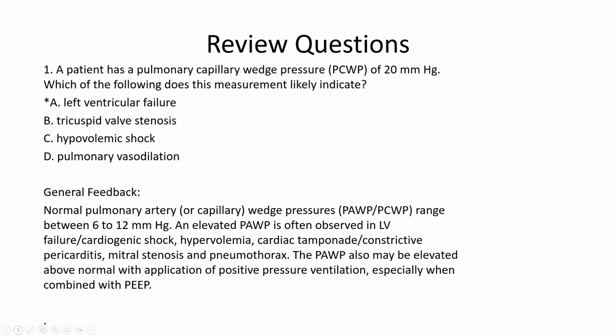But the chapters that talk about hemodynamics aren't just going to talk about measurement. They're going to talk about the causes and some of the basic treatments as well. Pulmonary artery wedge pressure may also be elevated above normal with application of positive pressure ventilation, especially when combined with PEEP. Mainly the PEEP part would do it more than the positive pressure ventilation.